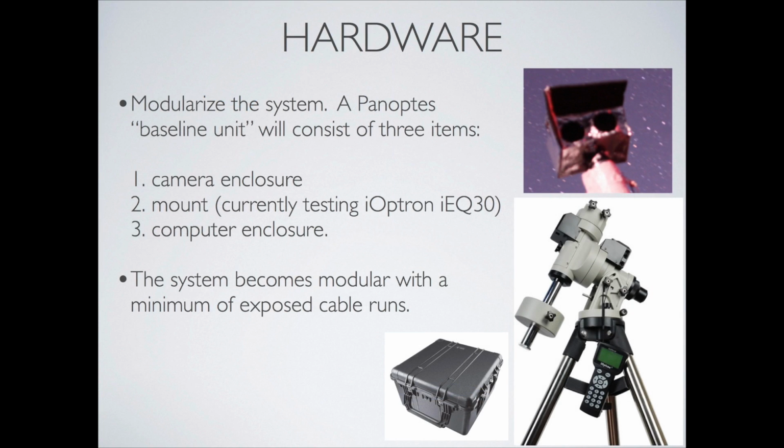So basically you end up with a modular system. You have three things. You've got your camera box, your electronics box, and your mount. And that's an entire PANOPTES unit in these three modules. And so, again, we're trying to keep this relatively simple. Once you have each of these three modules built, it's really simple to understand what's going on with each of them. So that's what we're hoping to do with the baseline unit.